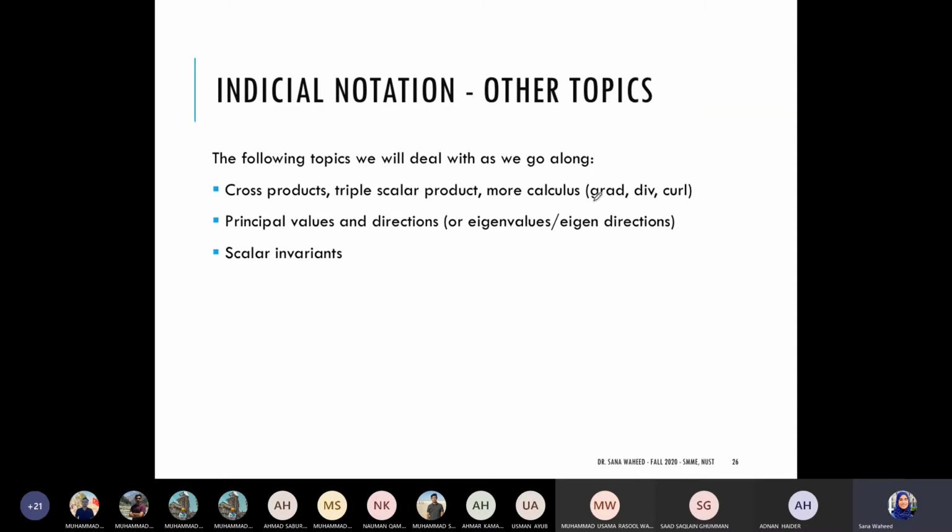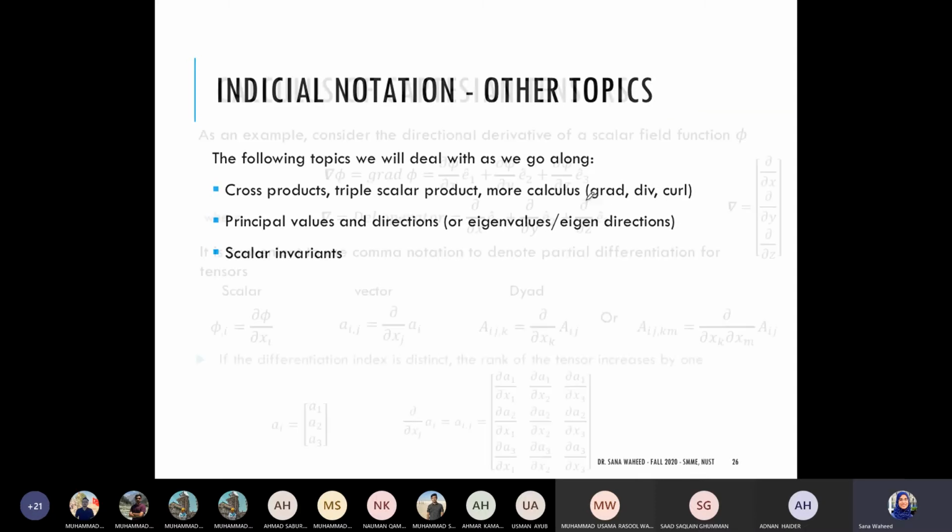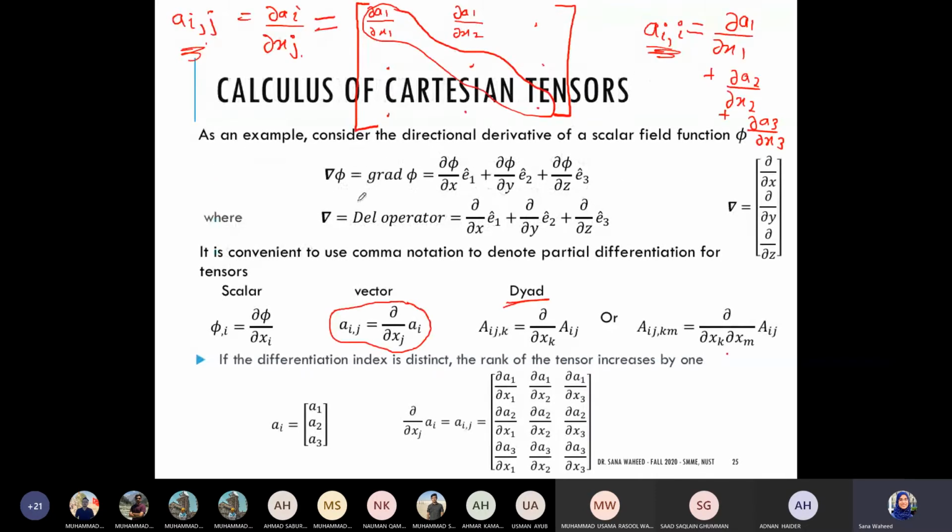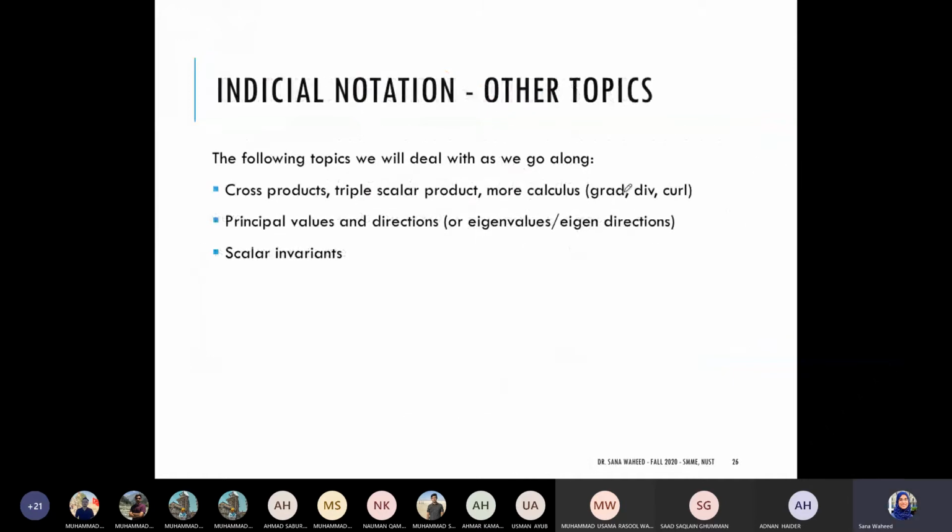So right now we just looked at the grad, which is just the multiplication of the del operator with the field. There's actually also the div and the curl, which is when we have the inner product and the outer product with respect to the del operator. And then there are principal values and directions, which in other words are the eigenvalues and eigendirections. इनको भी represent किया जाता है in index notation, and so on. So I will just deal with these things when we get to them.